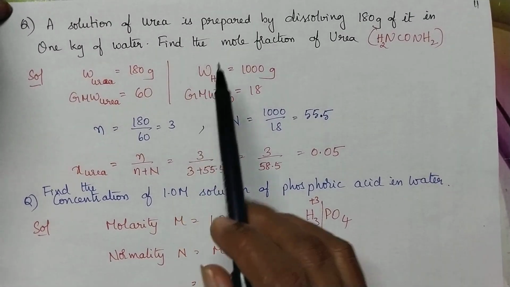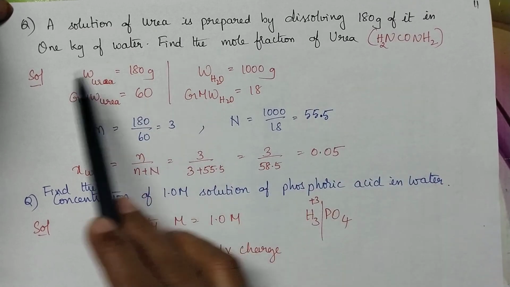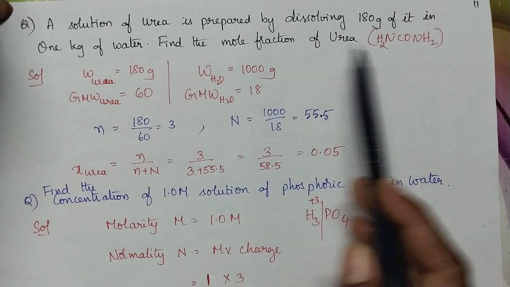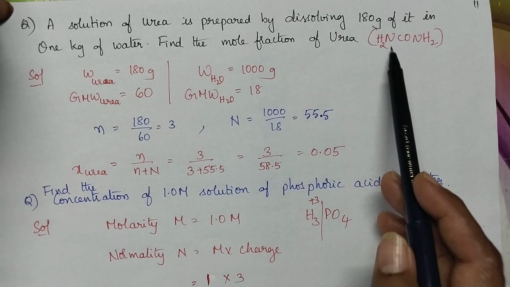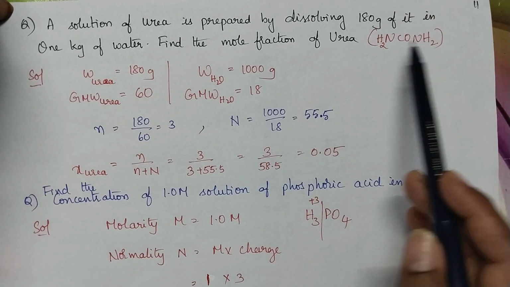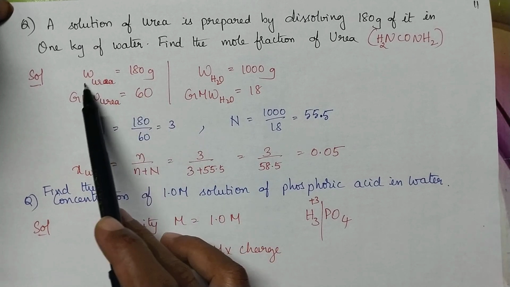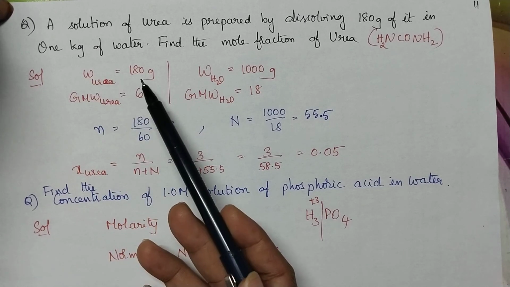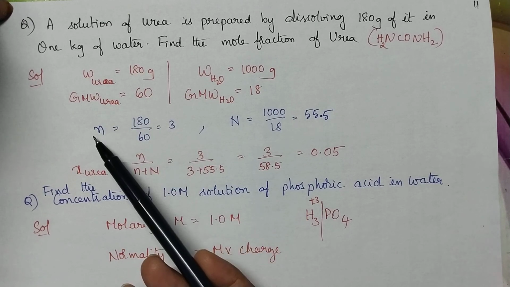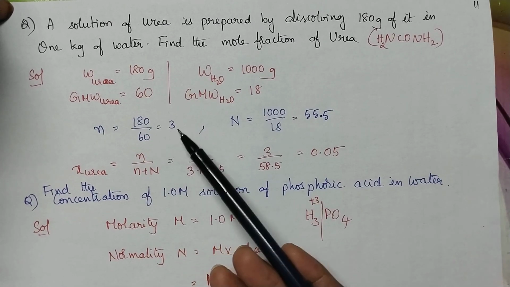A solution of urea is prepared by dissolving 180 grams of it in 1 kg of water. Find the mole fraction of urea. So here the solute is urea. What is the formula of urea? That is NH2CONH2, and hence its gram molecular weight is 60. So coming to the urea, weight of the urea is equal to 180 grams. Gram molecular weight of urea is equal to 60 grams, and hence the number of moles of urea is equal to 180 by 60, that is equal to 3.